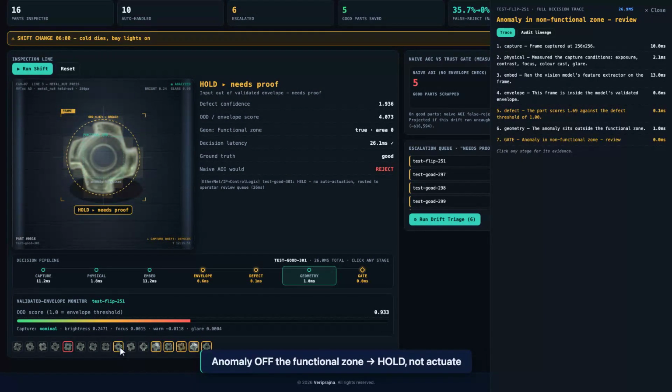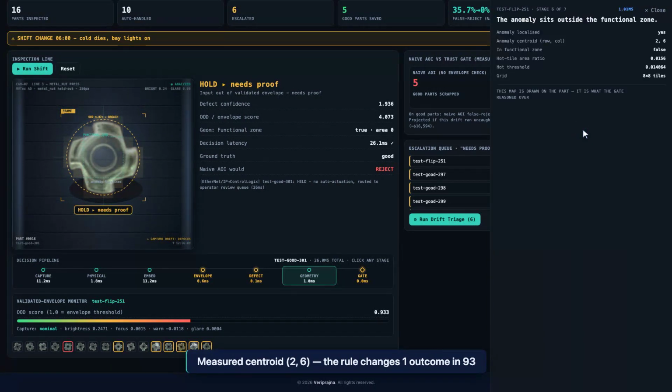The opposite case, Part 251. Here the anomaly is real, localized, and sits off the functional zone on a confident part. So the gate refused to fire the actuator and routed the part to human review. The centroid is measured this time. Row 2, column 6, outside the functional zone. Across the whole held-out split, this branch changes one outcome in 93. A stand-in for real metrology and labeled as such.